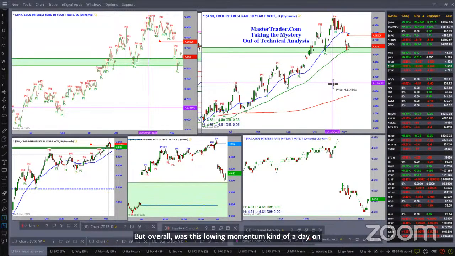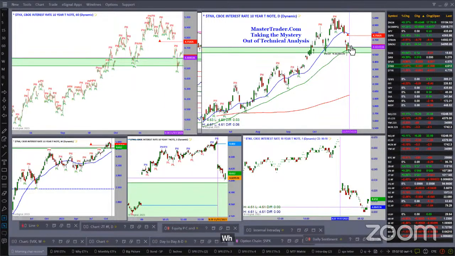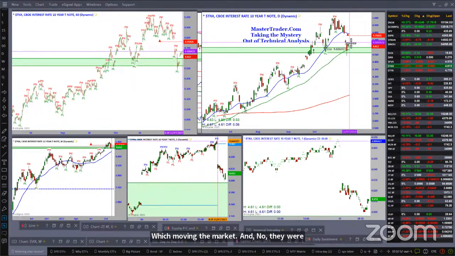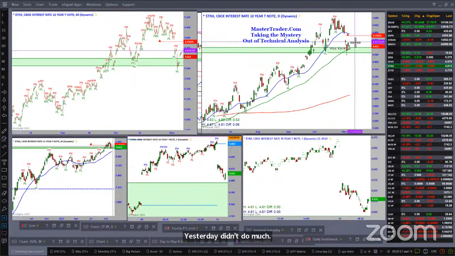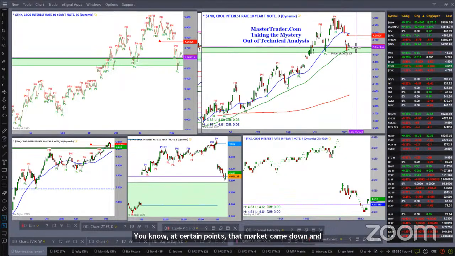So interest rates have been what's moving the market, and they were up yesterday. Didn't do much, at certain points as it moved up, market came down and whatever, but everything's pretty much a non-event. So they're gapping down this morning, and the markets have recovered a little bit. Overall, they're really not doing much of anything.